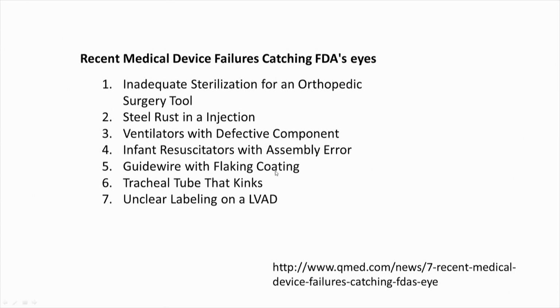Guide wire with flaking coating. So, we have metal guide wires, and we may coat them with oxides to prevent corrosion, but then those could flake out. Tracheal tube that kinks: a tracheal tube should not kink, because if it starts kinking, the area for the liquid to flow decreases, so the liquid might not flow at all.